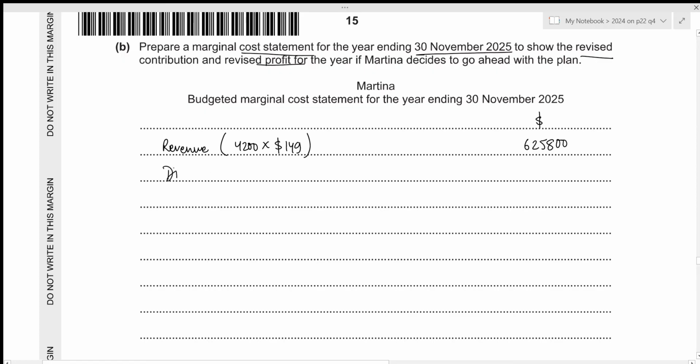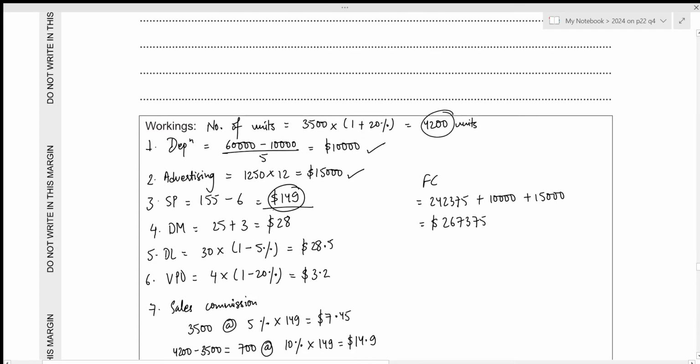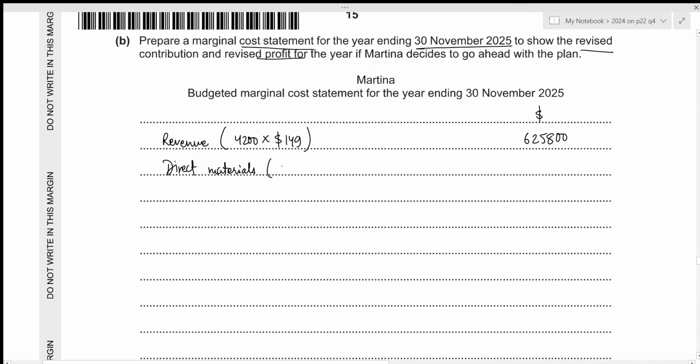The very first variable cost is our direct material. We have the new price for the direct material per unit, which is 28. We just need to multiply it to the number of units. So 4200 times 28. This results in the value of 117,600. We need to subtract it.